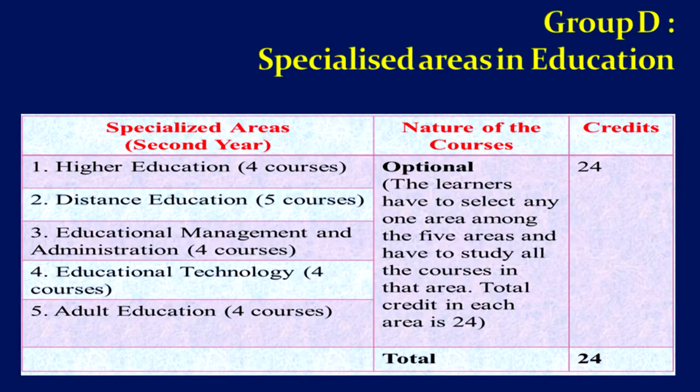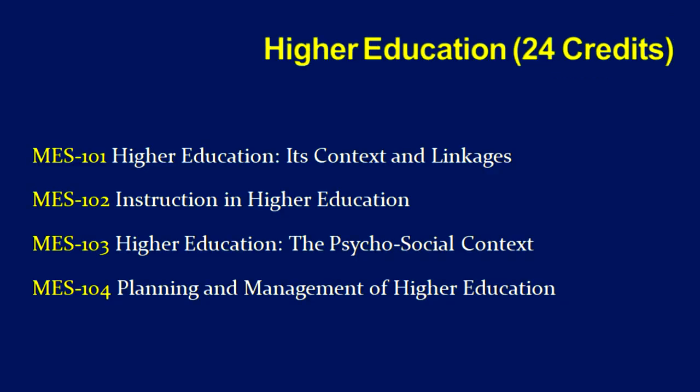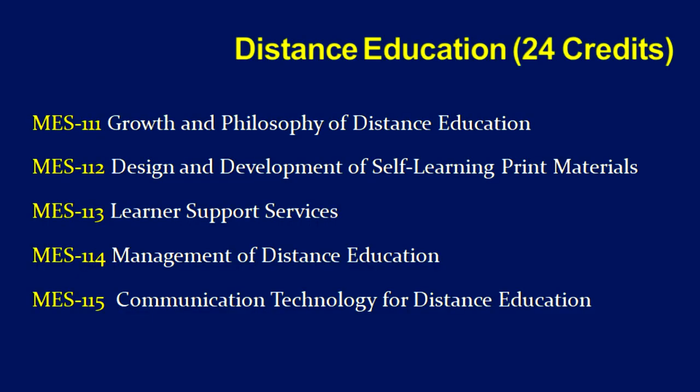And in group D, specialized areas are there. As I have already said, there are five different specialized areas in the second year: higher education, distance education, educational management, educational technology, and adult education. Here you see in higher education, four different courses are there: higher education, its context and linkages, then instruction in higher education, the psychosocial context, then planning and management of higher education. So the detailed higher education system will be discussed in this area. And the second area is distance education, to understand the very concept of distance education and how teaching learning processes are conducted in the distance education system. Detailed discussions are there in this course.